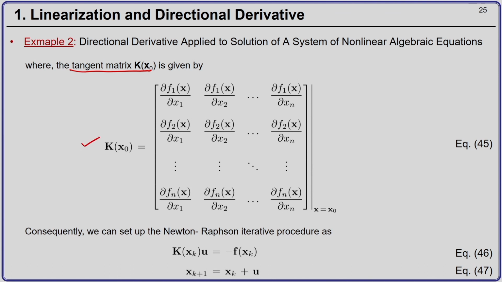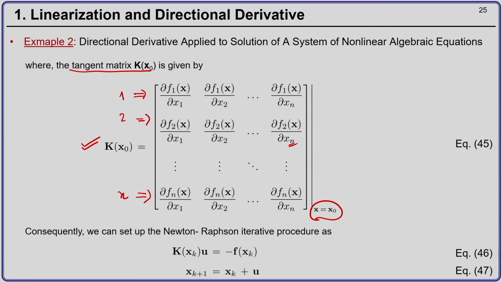Now, what is K? The first row is del f 1 by del x 1, second is del f 1 by del x 2 all the way up to del f 1 by del x n. So, this is your first row. The second row is del f 2 by del x 1, del f 2 by del x 2 all the way up to del f 2 by del x n. Like this, the nth row will be del f n by del x 1, del f n by del x 2 all the way up to del f n by del x n, evaluated at x equal to x 0.